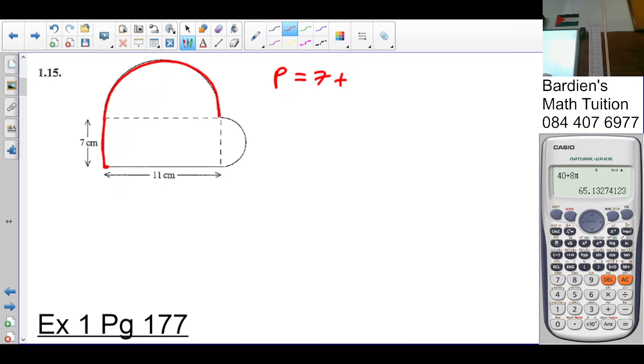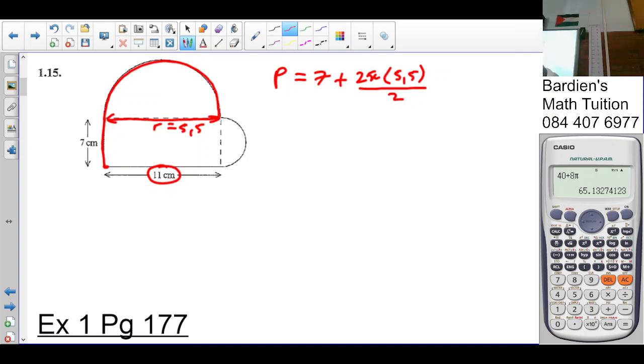How do you calculate the circumference of a circle? 2 pi r, half. Not so? But it's half. So it's 2 pi r, and what's my radius? Remember this here? Is that radius or diameter? Diameter. And what's the length of this diameter? 11. It's the same as that one. Do you see that? So the radius is going to be half of that, which is 5.5. So it's going to be 2 pi 5.5 divided by 2, because that's the semicircle, it's half.